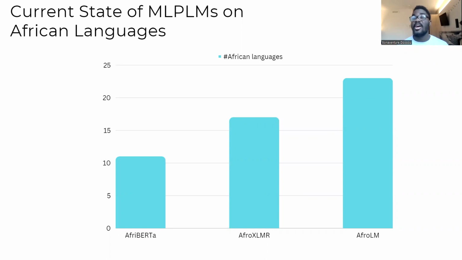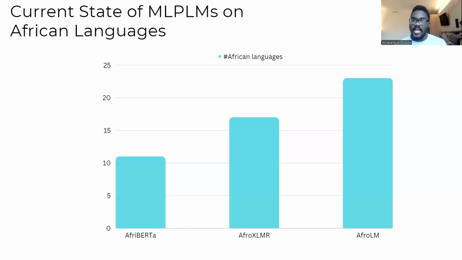23 is still very insignificant compared to the 2,000 plus languages that the African continent has. So there are many large-scale multilingual models out there, but why are there so few for African languages? Three is very insignificant compared to how many models are created every day. The key thing here is the lack of data, or one of the main reasons is the lack of data.